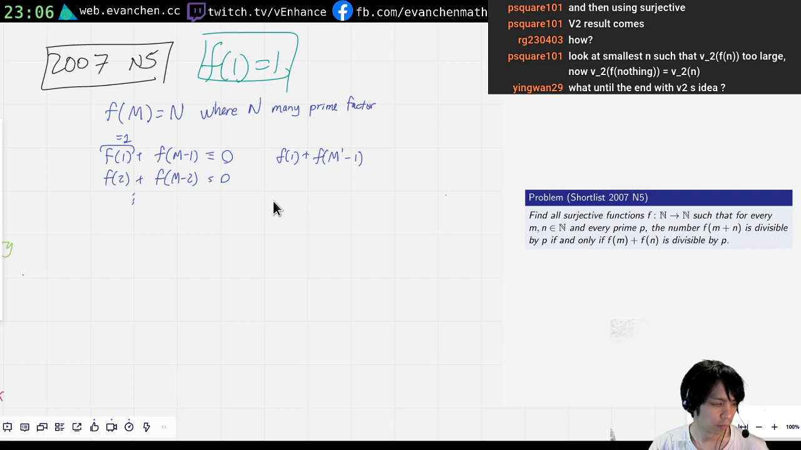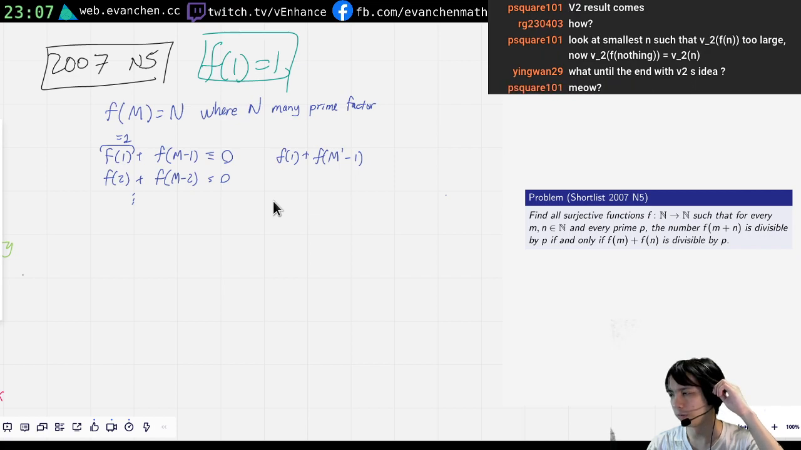Wait until the end with v2s? Wait, okay, I wasn't actually watching the v2 thing. How does that work? Because you only know some stuff about parity, right? I guess maybe you can get it from f(2)? Oh, okay, fine.